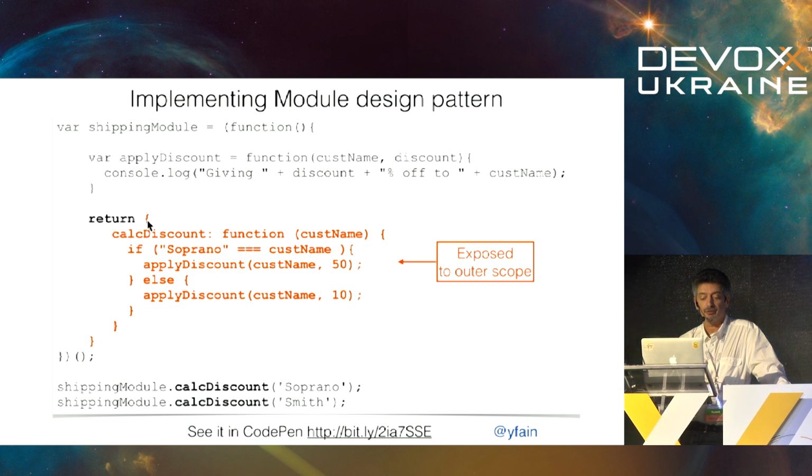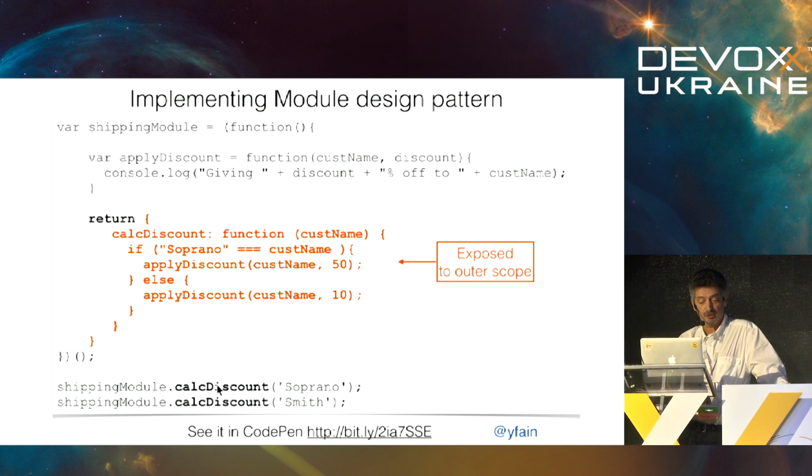And then I say return, curly braces, template literal notation, right? And I declare in there the function called calcDiscount. And I check the customer name. If the customer name is Soprano, I give him 50% off for shipping. Otherwise, only 10% off. This is what will be visible from outside, whatever I put in return, right? But my applyDiscount function, yes, I can call it over here, but not from outside.